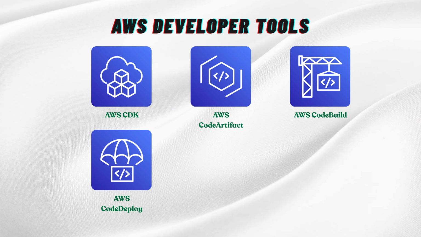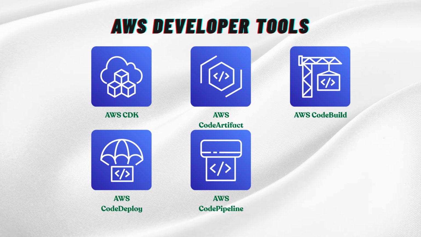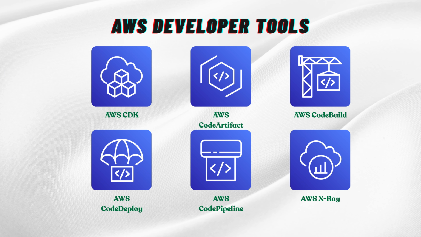AWS CodeDeploy, automates code deployments to any instance, including EC2 and Lambda. AWS CodePipeline, automates the build, test, and deploy phases of your release process. AWS X-Ray, helps you analyze and debug distributed applications, such as those in a microservices architecture.